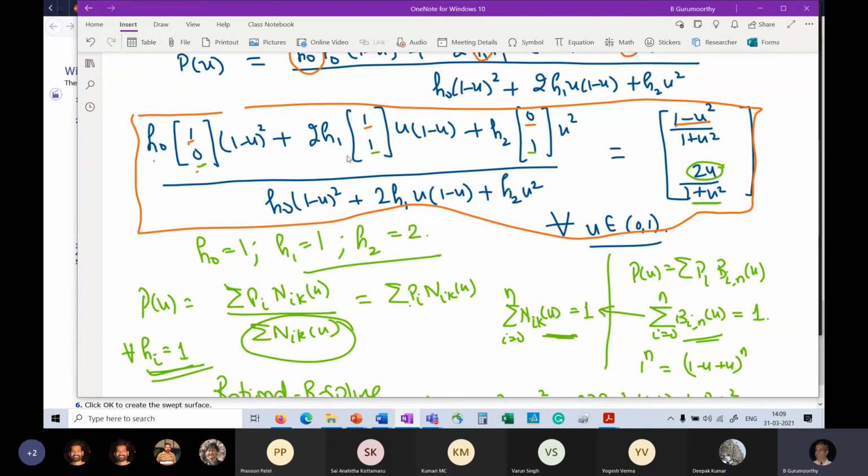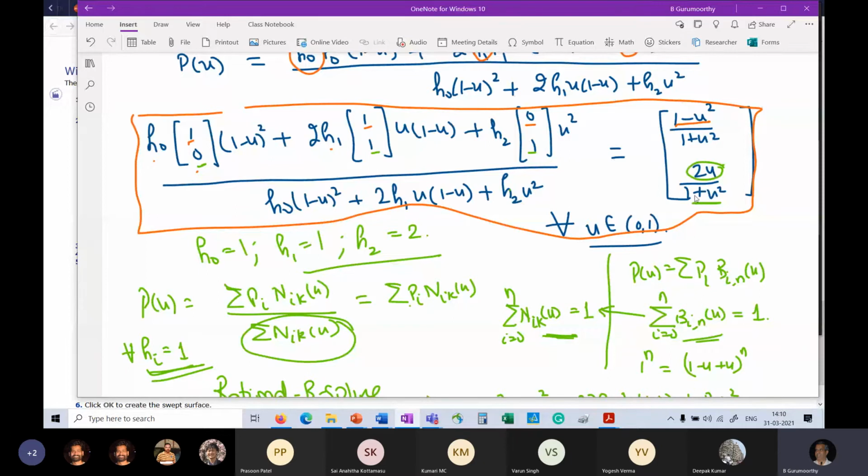So I have weights associated with each of the control points, H0, H1, H2, and then the quadratic basis functions is all I have written, and the denominator term here, right? And this I equate to my representation of a circle, right? Which is x coordinate is (1 minus u squared) by (1 plus u squared), and the y coordinate is 2u by (1 plus u squared).